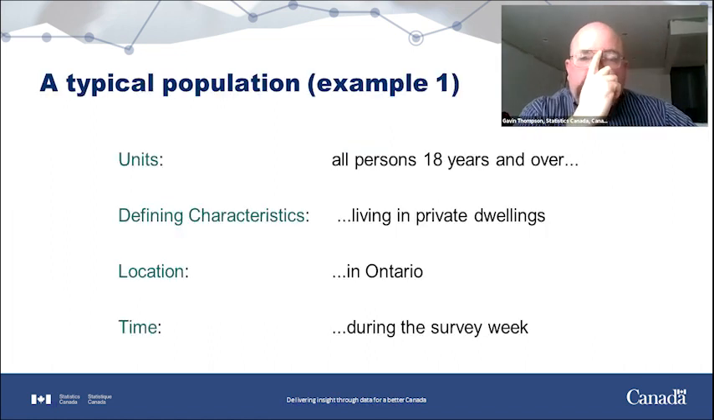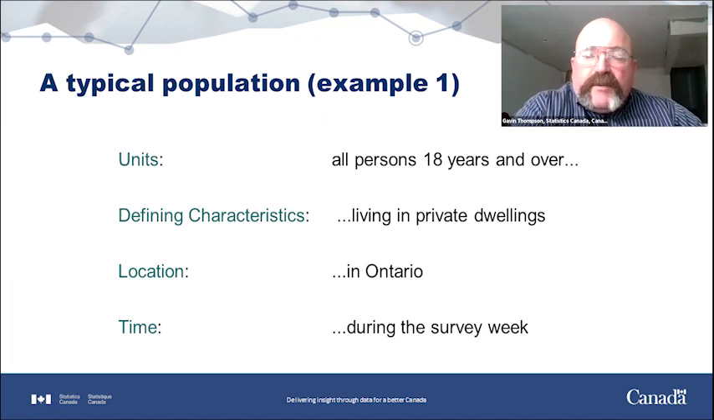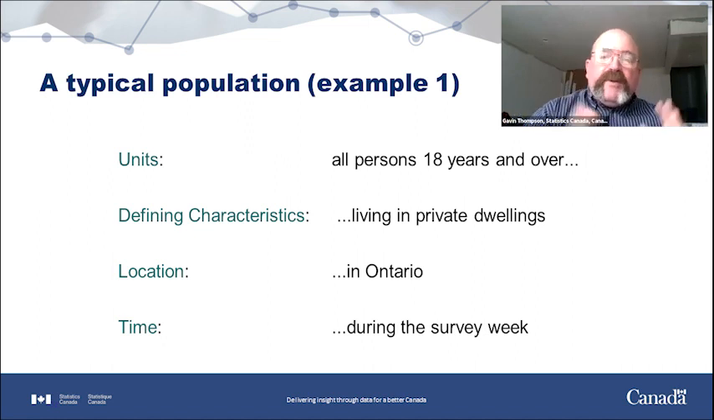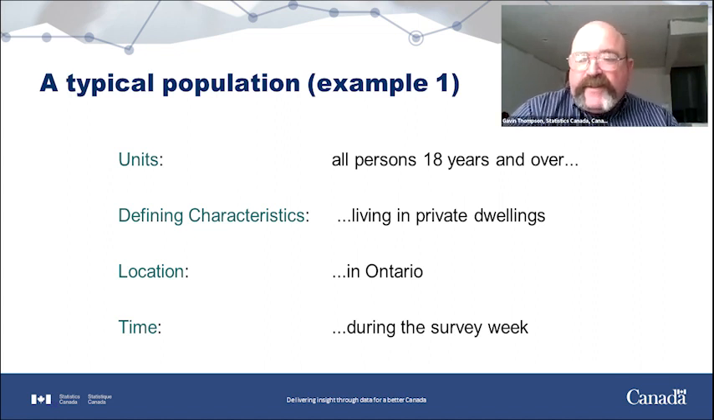So a typical population for a survey may be all persons 18 years of age and older living in private dwellings in Ontario. Ontario is one of our provinces, during the survey week. So the time period is very clear to us. We're conducting a survey from March 15th to March 20th. As long as they're living in a private dwelling during that time, they're eligible.